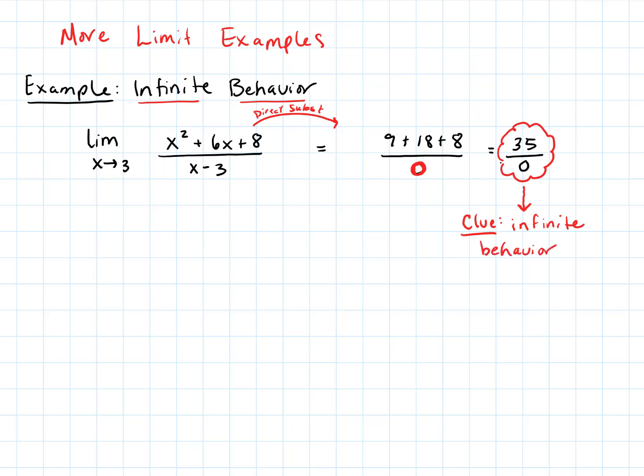So if we have some sort of infinite behavior, we have to think about the fact that is it growing without bound or decreasing without bound? Is it approaching or going towards a positive infinity or a negative infinity? So we have some sort of infinite behavior. Now we just need to find out if that infinite behavior would be positive infinity or negative infinity.